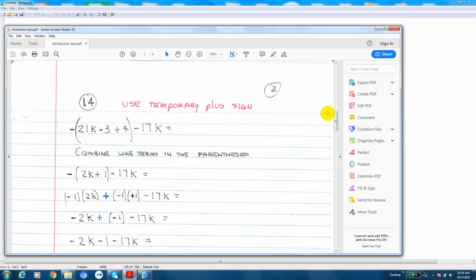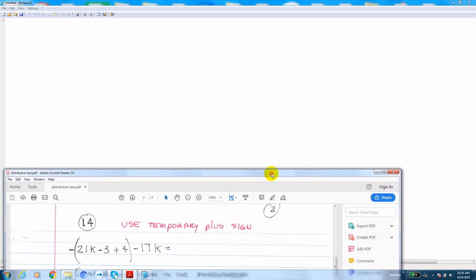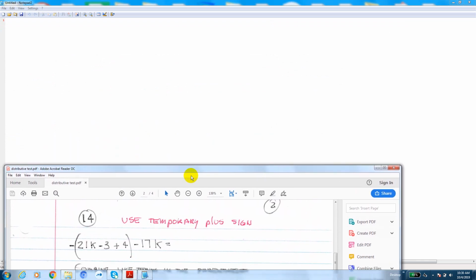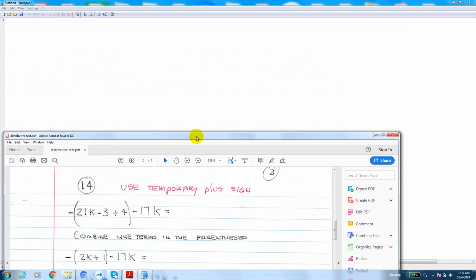We will do the same thing. We will use the method of the temporary plus sign. So you have this thing. This is an interesting problem because here you have two terms that are like inside the parentheses. So you can actually combine them first.